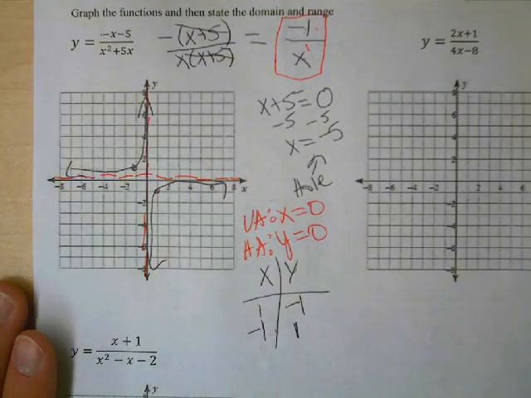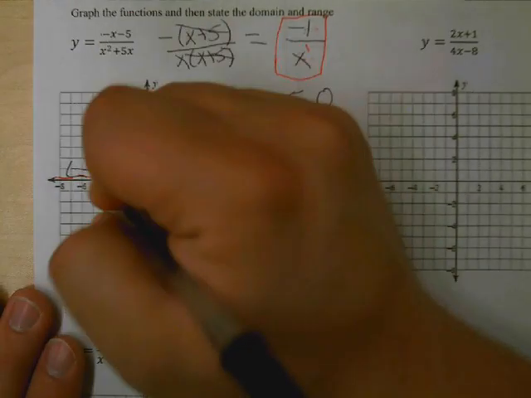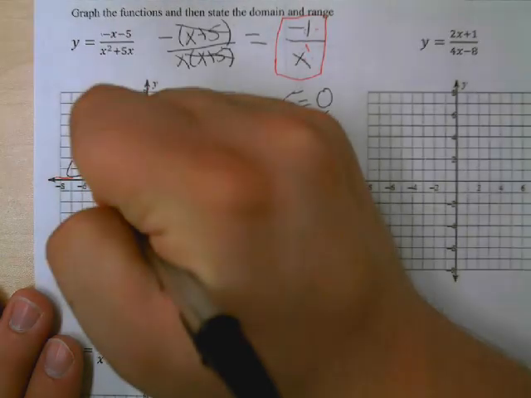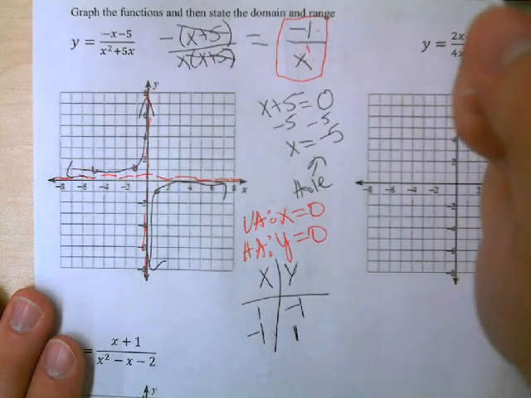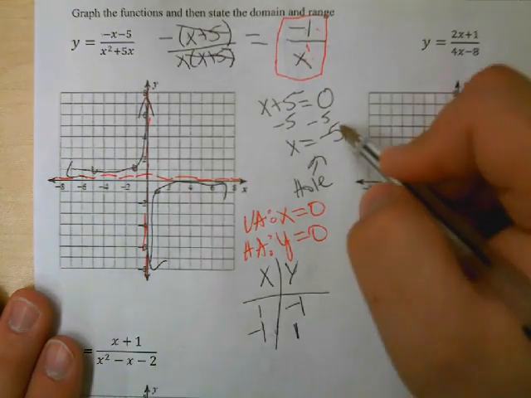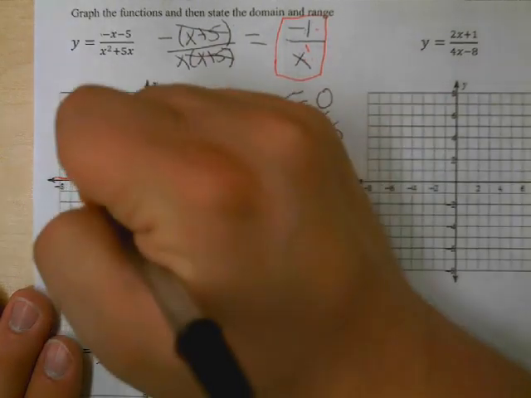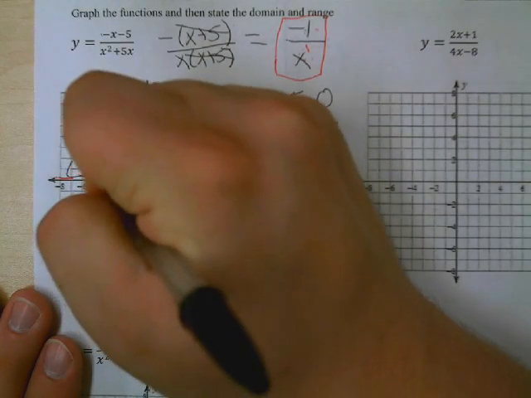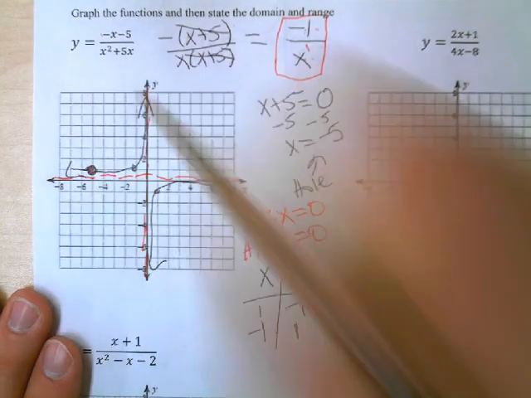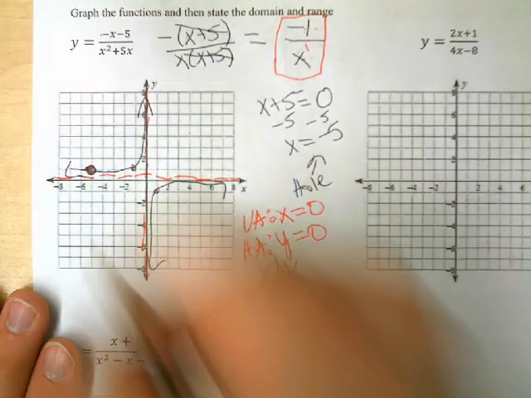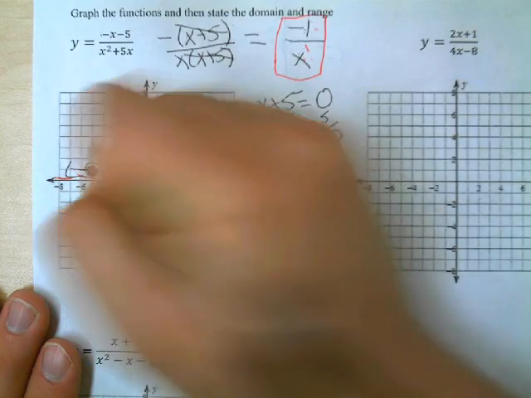And then at the beginning, you canceled out that x plus 5. So now you have to look for and put a hole in the graph, because you solved that x plus 5 part. So you got x equals -5. Now you're going to go over on the graph to -5 and make it an open circle, a hole. It's weird. You just make an open circle.